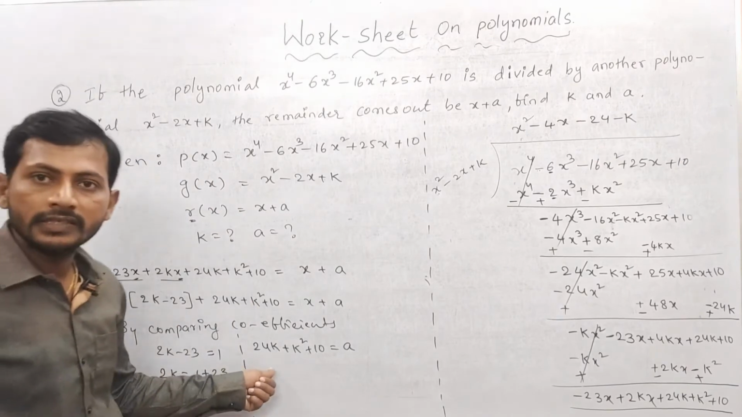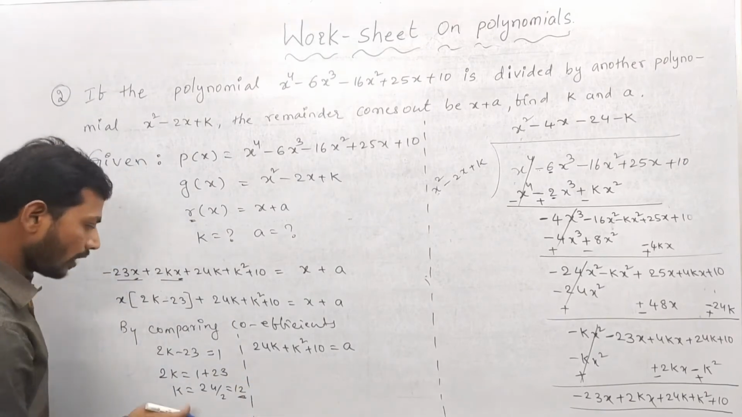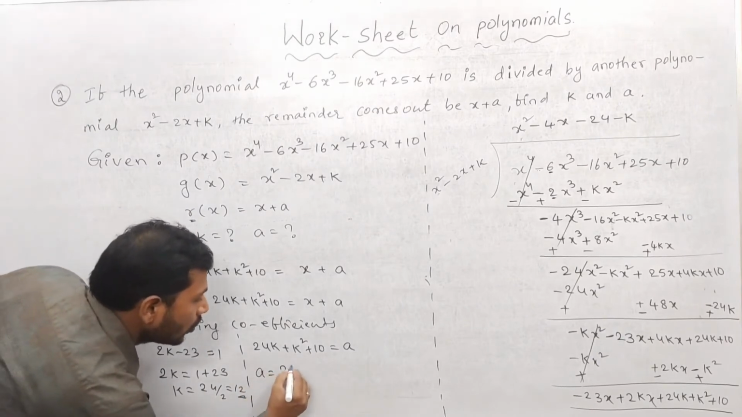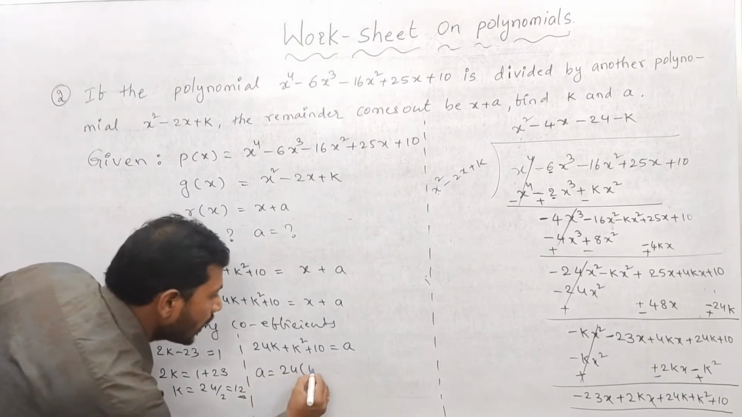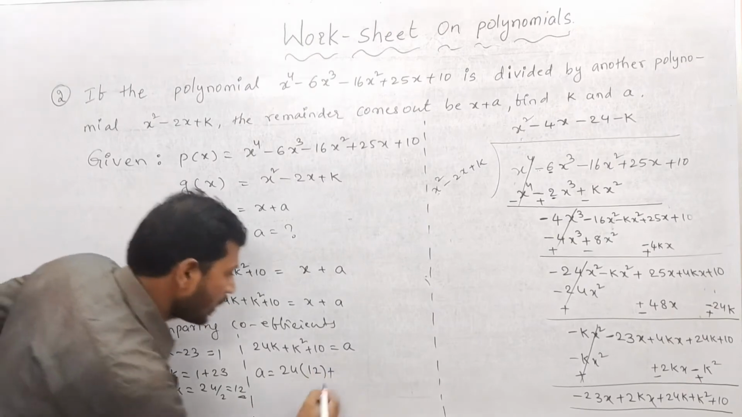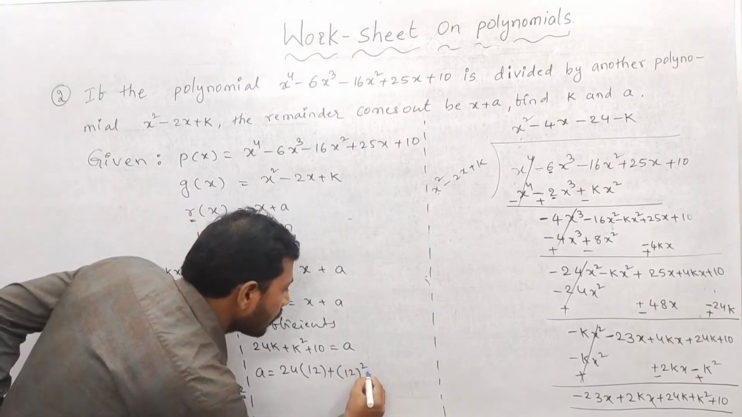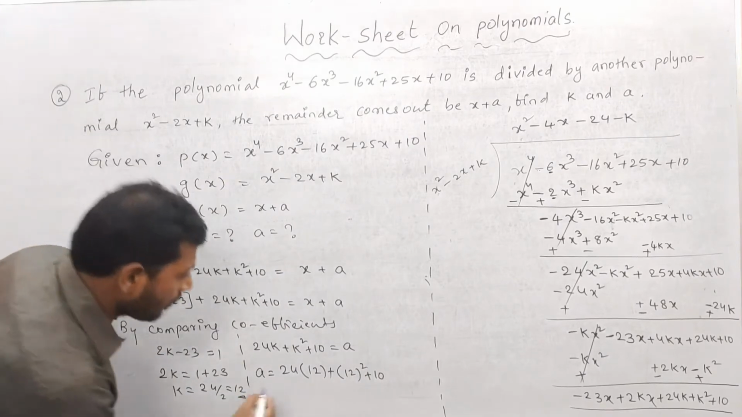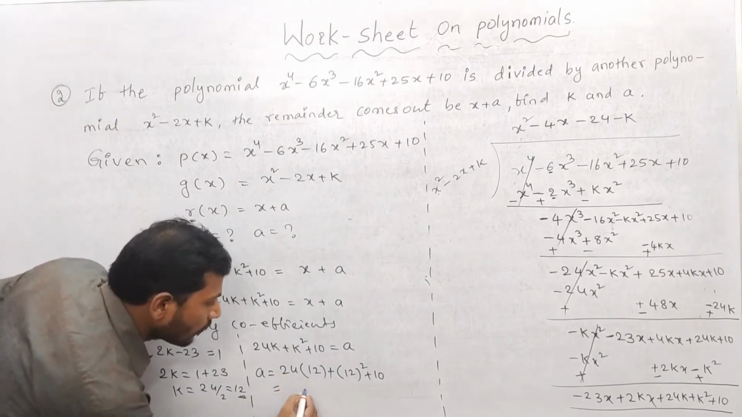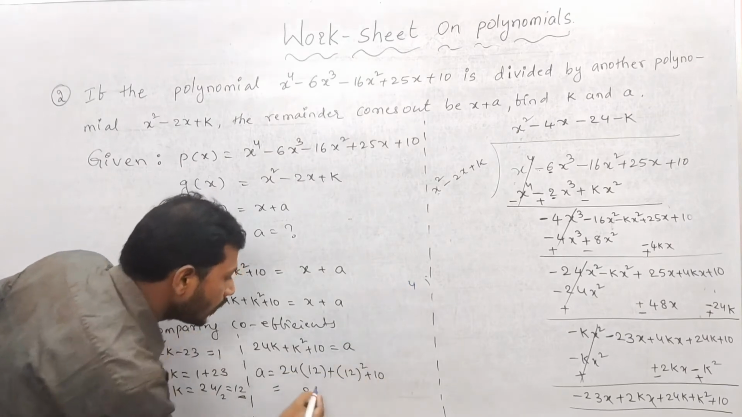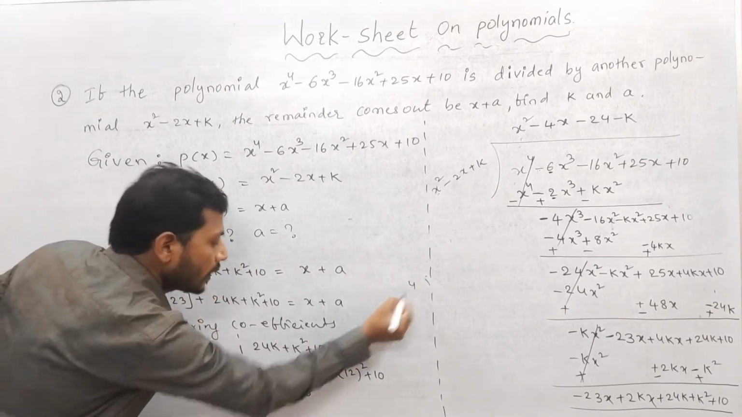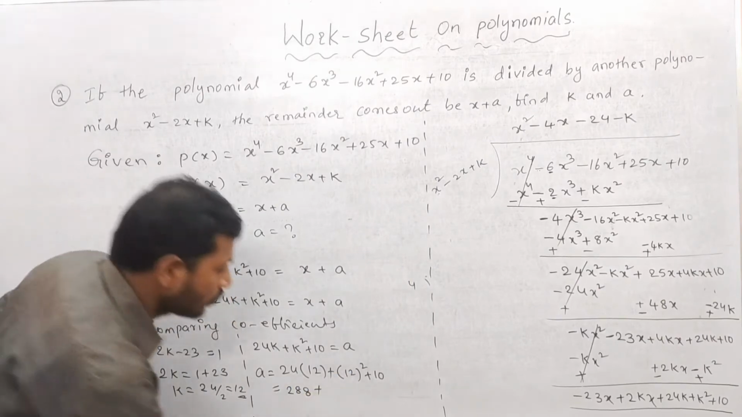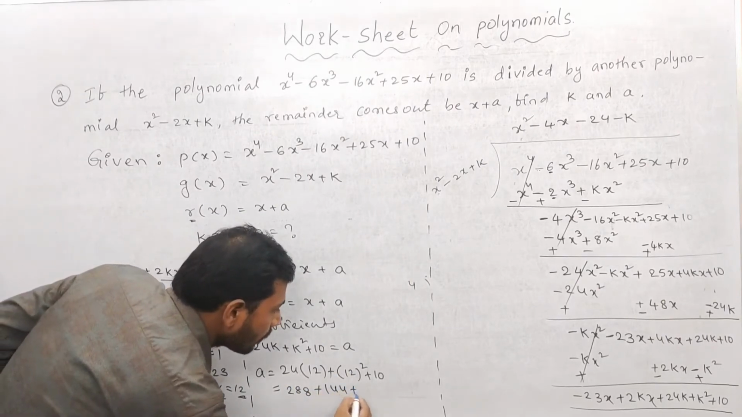Substitute the k value in this equation. If you substitute k value 12 in this equation, I am going to get a equals 24 into 12 plus k, means 12 square, plus 10. Then it is a little bit lengthy, no problem, you can do. 12 fours are 48, 12 twos are 24 plus 4, 288. Very good. 12 square means 12 twelves are 144 plus 10.